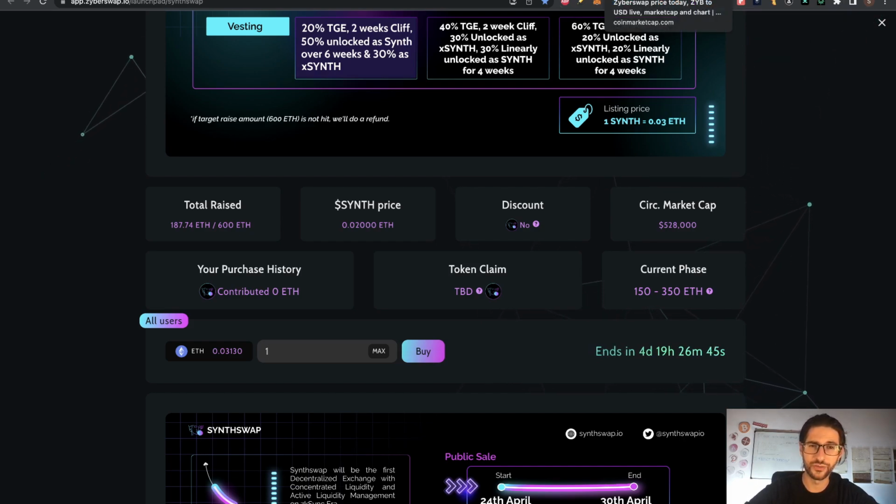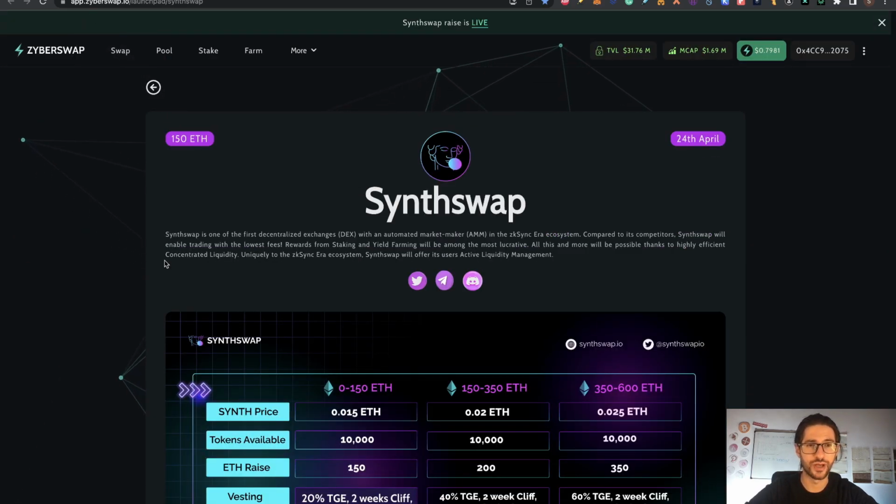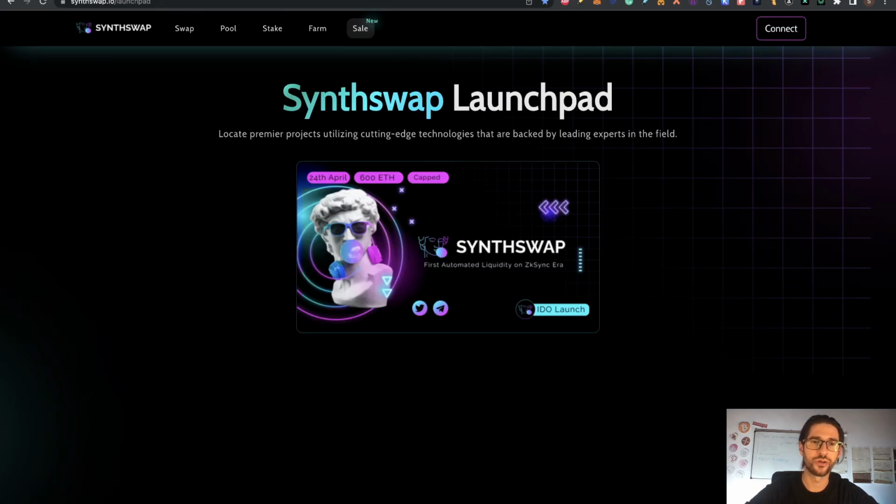Very high yields when you stake. Very good ecosystem they created there. So yeah, I am bullish on the project and I will be bullish on SynthSwap right now. That is why I invested. So again, this is not financial advice, guys. Just wanted to share my thoughts on SynthSwap.